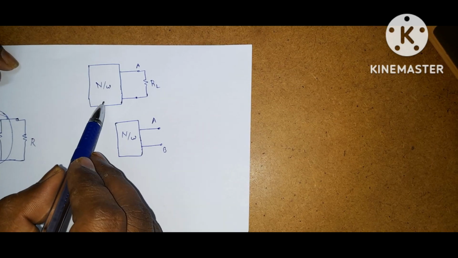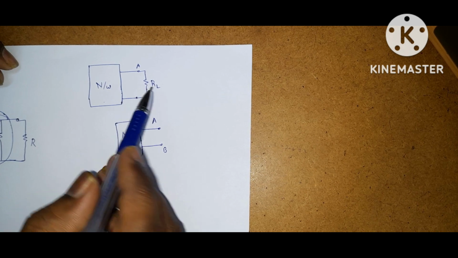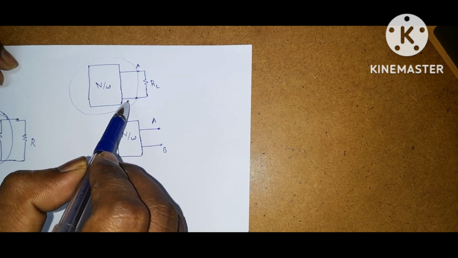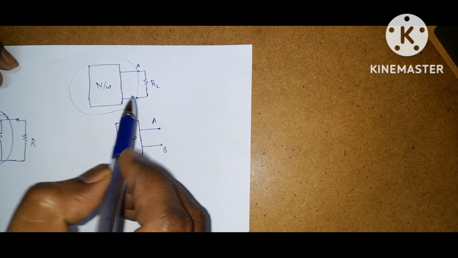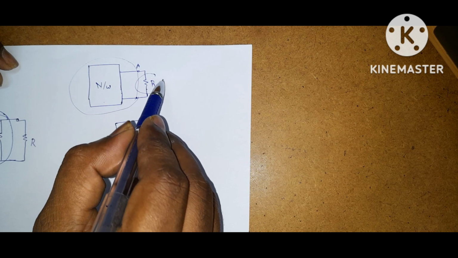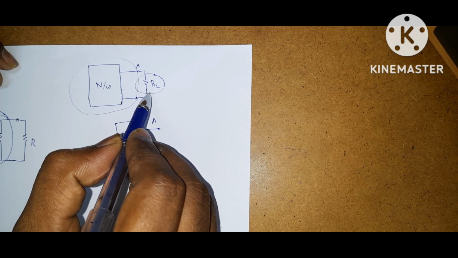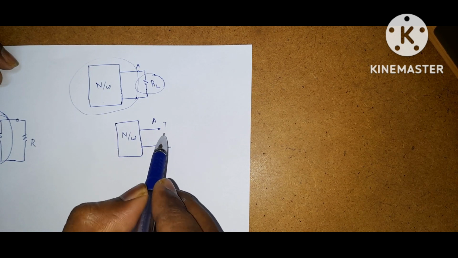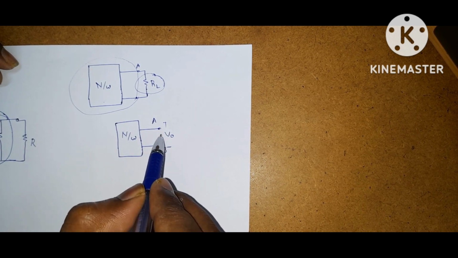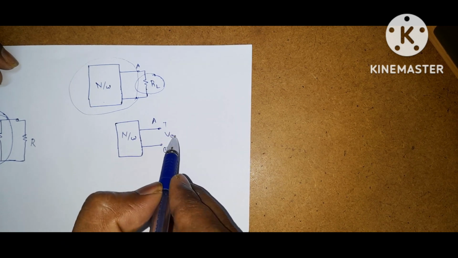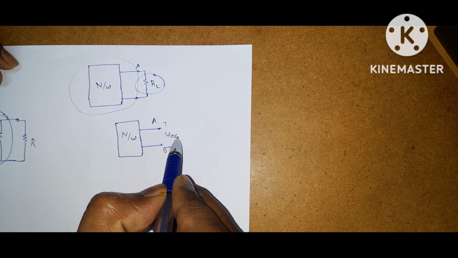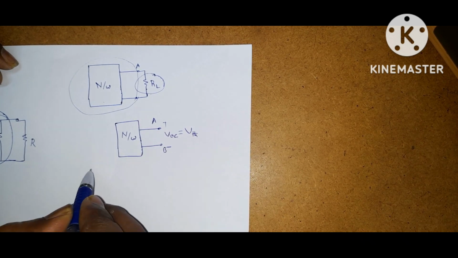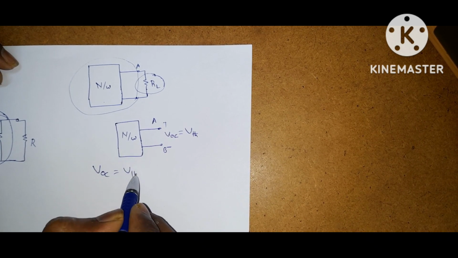Suppose this is the network and this is load resistance RL. If you want to find the Thevenin equivalent or the Norton equivalent for this network, then just open this load resistance RL, the load resistance or load impedance. Then find VOC. This is open circuit. The voltage across these two terminals is the open circuit voltage, that is VOC. This is V Thevenin. So you will get VOC is equal to V Thevenin.